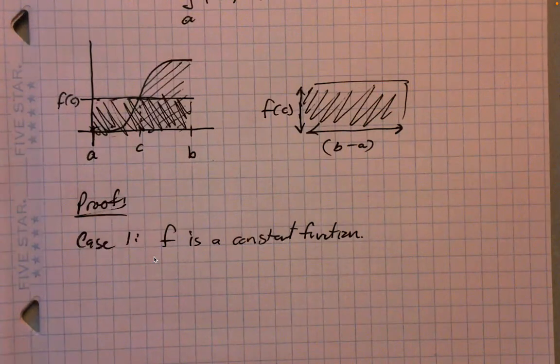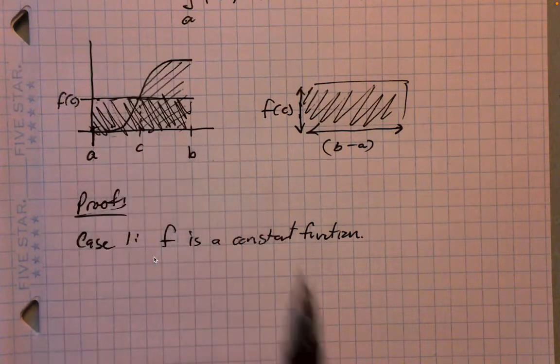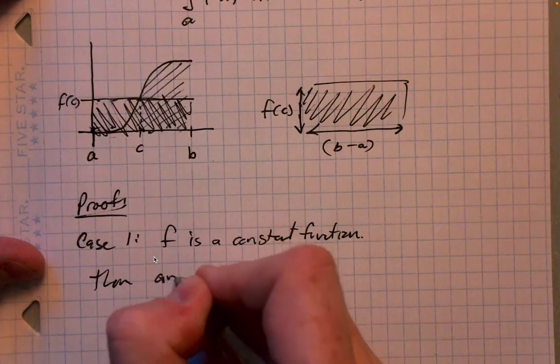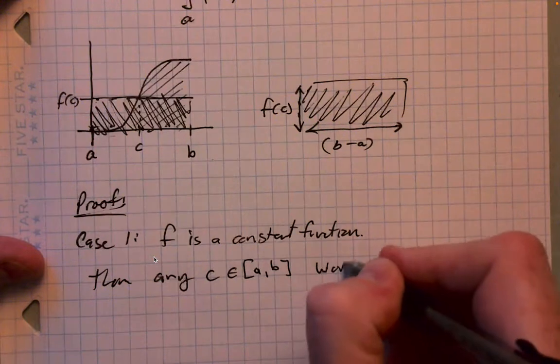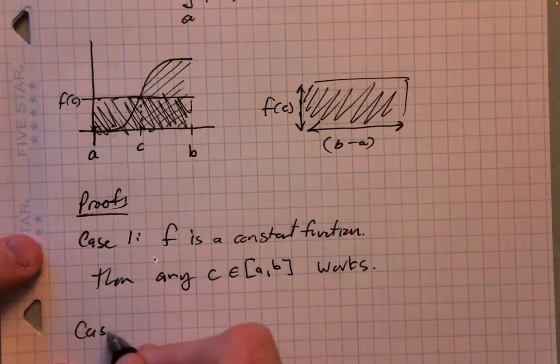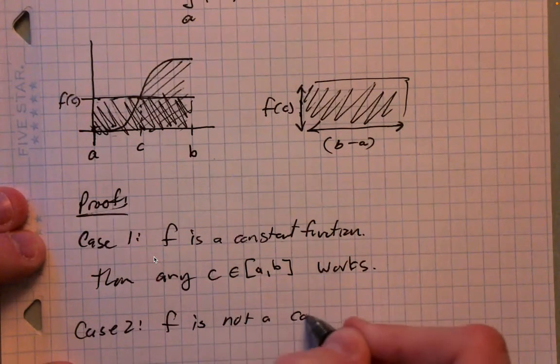Well, if f is a constant function, then basically the area is already equal to the rectangle f of c times b minus a, right? If f is a constant function, then any c in the interval a to b works, right? It gives you the same area as the area under the constant function f. Hopefully that's kind of obvious. Okay, so let's look at the other case. Case 2, we'll assume f is not a constant function.